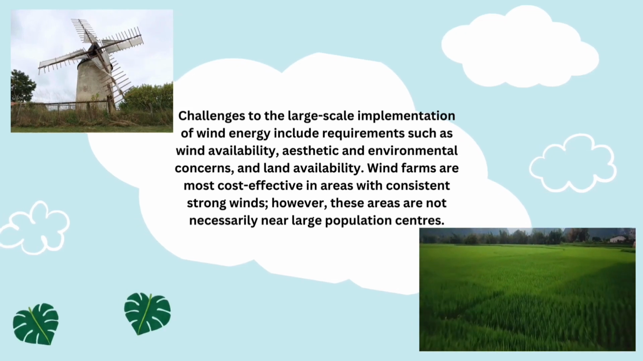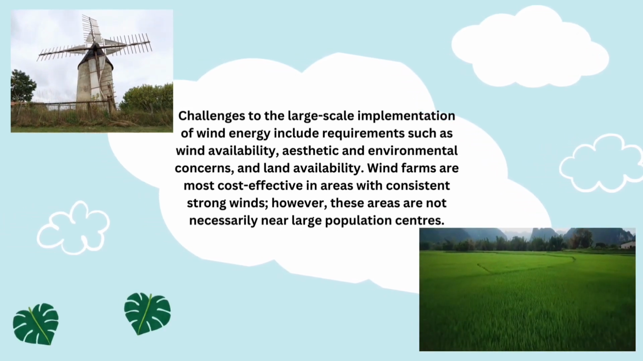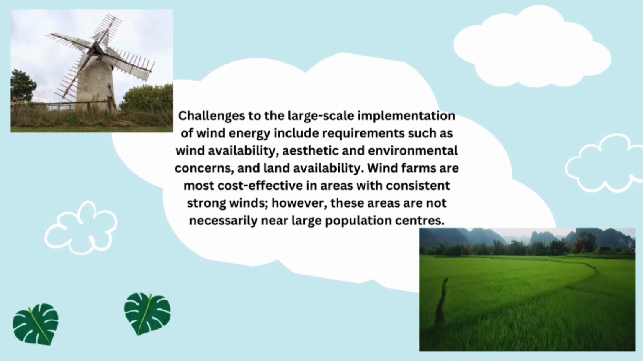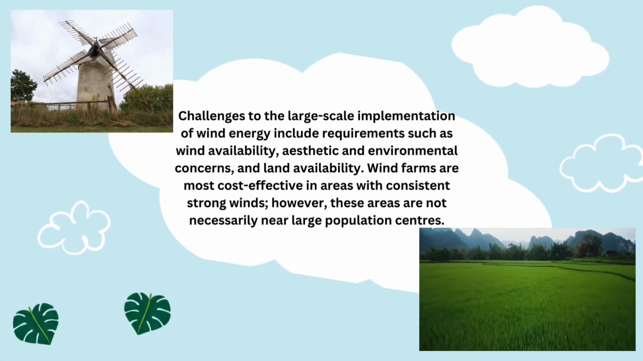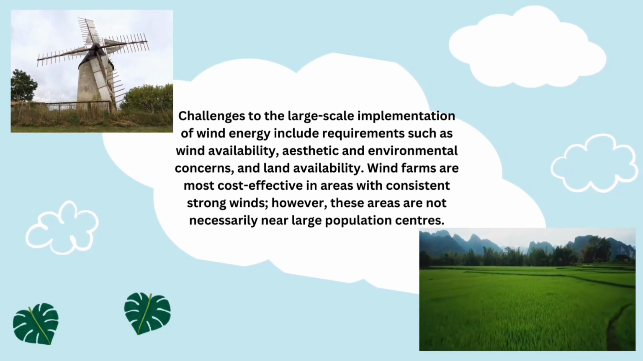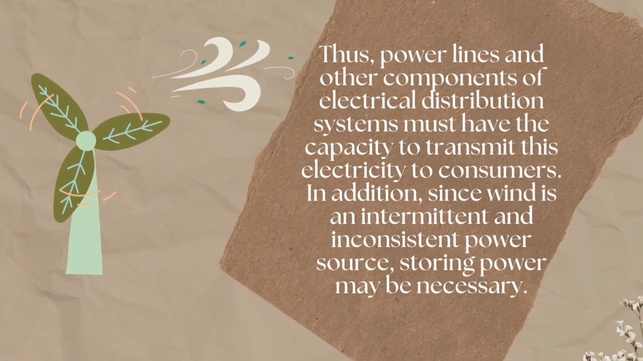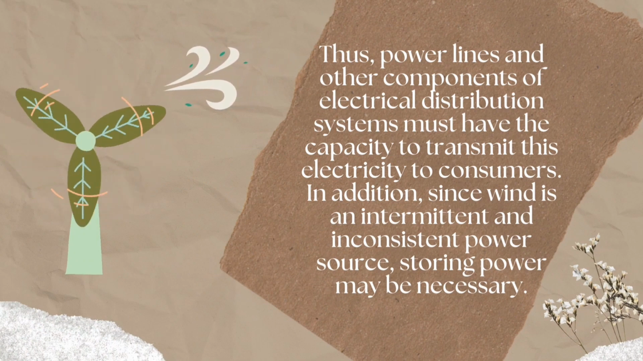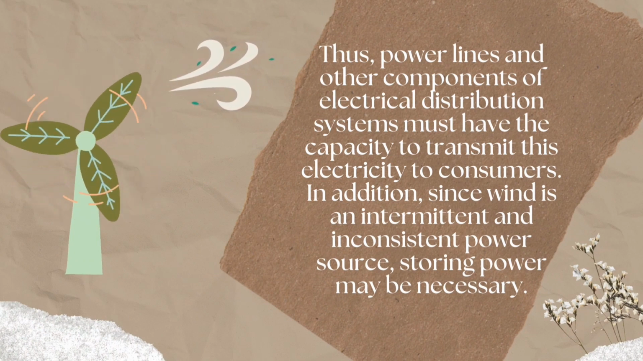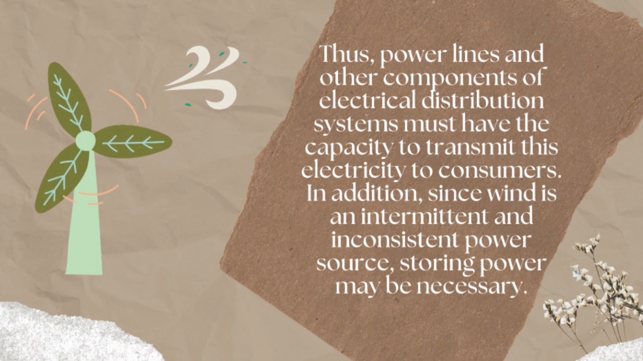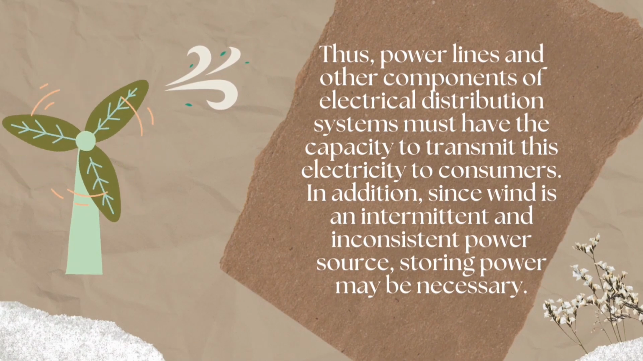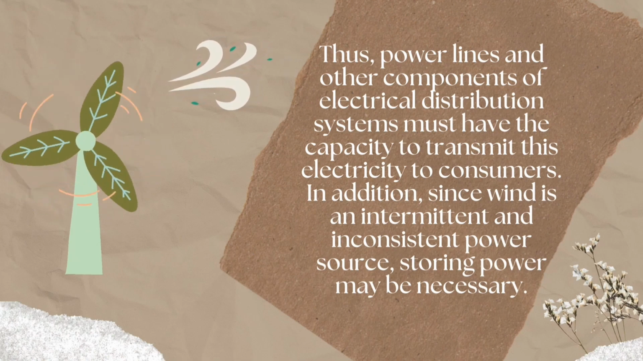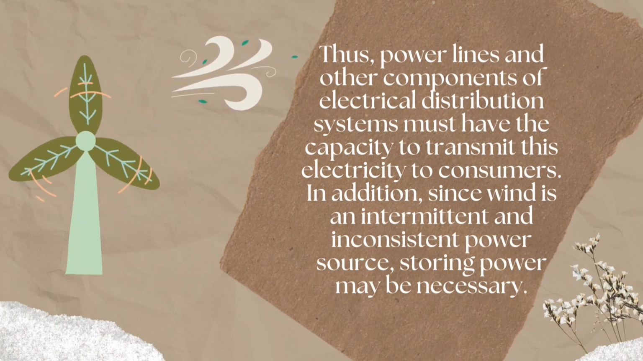Challenges to the large-scale implementation of wind energy include requirements such as wind availability, aesthetic and environmental concerns, and land availability. Wind farms are most cost-effective in areas with consistent strong wind. However, these areas are not necessarily near large population centers. Thus, power lines and other components of the electrical distribution system must have the capacity to transmit this electricity to consumers. In addition, since wind is an intermittent and inconsistent power source, storing power may be necessary.